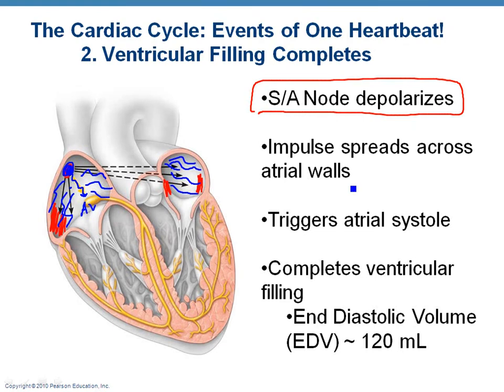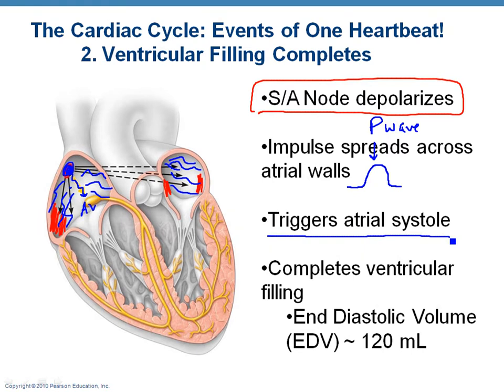Let's coordinate that with what you've learned on the EKG. That electrical activity generates your P wave as that's occurring. Okay, once that happens, that impulse, that depolarization then spreads throughout the cardiac muscle cells or muscle fibers in both your right and your left atrium. That stimulates them to contract, so that actually triggers atrial systole, atrial contraction.